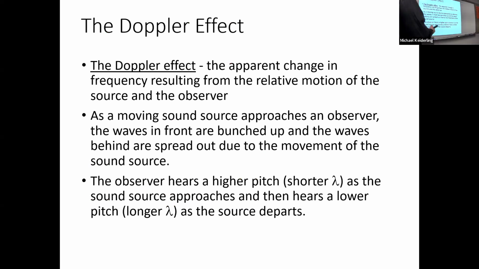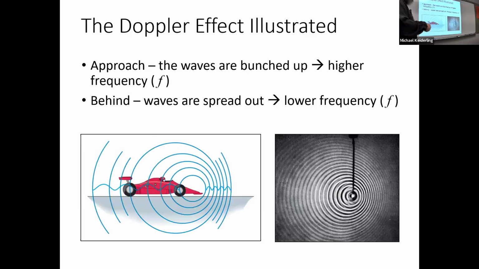Same thing happens with light. Something comes towards you, you get shorter wavelength, bluer light. Something moves away from you, you get longer wavelength, redder light. But the scale of the shift is proportional to the speed of the movement compared to the speed of the wave. So it's much more obvious in sound than it is in light. But as you approach, waves get bunched up, higher frequency; behind, waves are spread out, lower frequency.